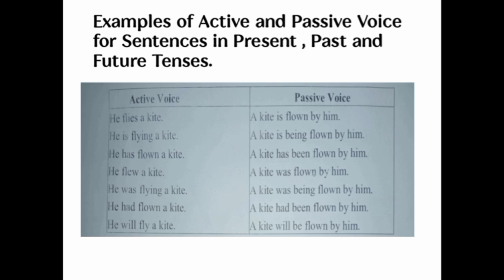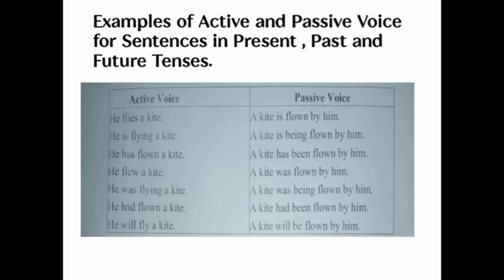So here are few examples of active and passive voice for the sentences in present, past and future tenses in all the three tenses. So in active voice, he flies a kite. In passive voice, it is a kite is flown by him. He is flying a kite. A kite is being flown by him. He has flown a kite. A kite has been flown by him. He flew a kite. A kite was flown by him.